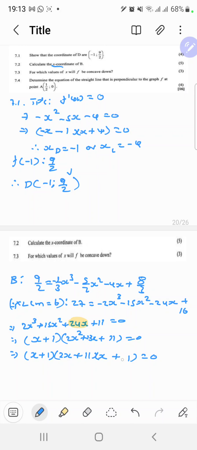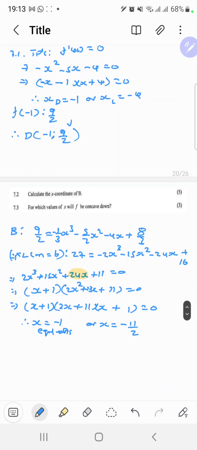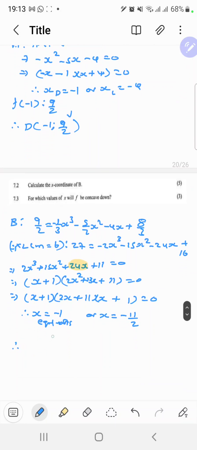We are sorted. You can see there's equal roots here. So therefore x is equal to minus 1. There's equal roots here. Or x is going to be equal to minus 11 over 2. So what did we want? The coordinates of B. Therefore we can say B is the point minus 11 over 2, 9 over 2.